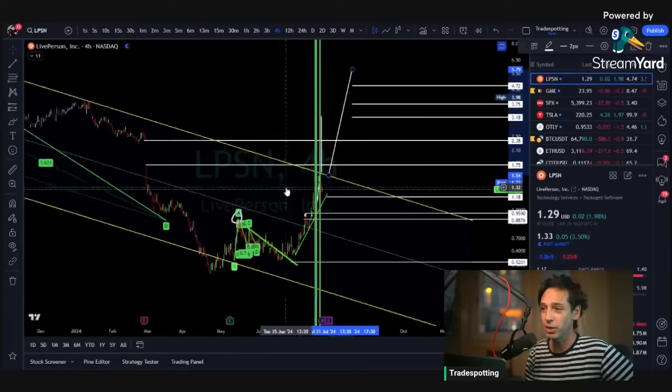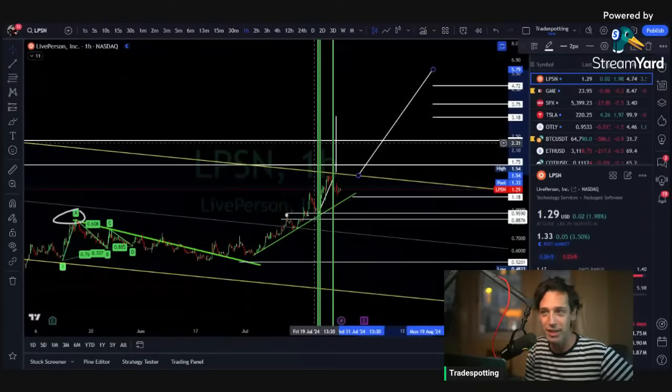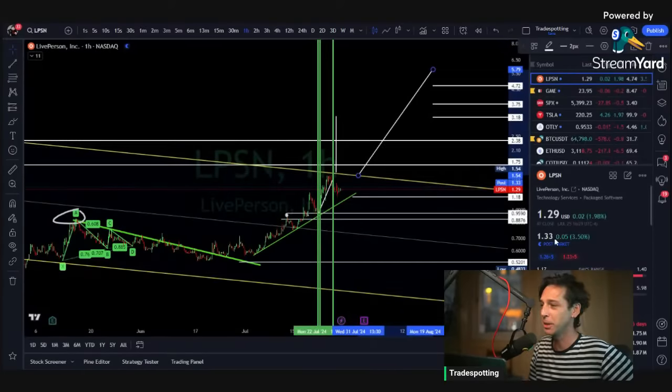So this is 4-hour looking at price action within this downward sloping channel. Oh my goodness gracious me. We're all having a great day. Price action on Lipson, post-market up 3.5%. This thing's amazing.